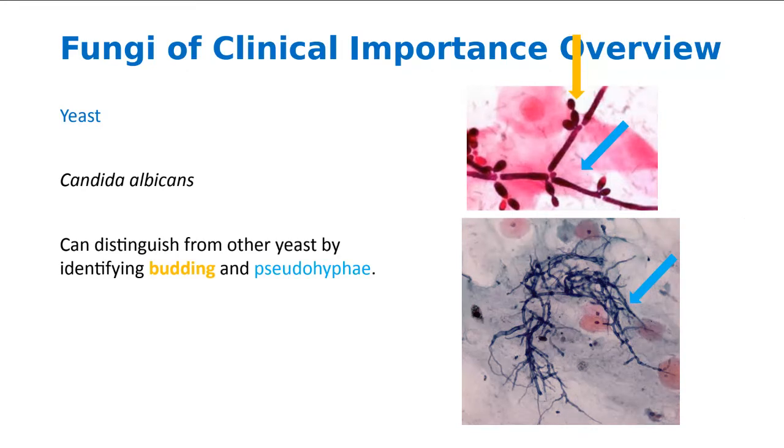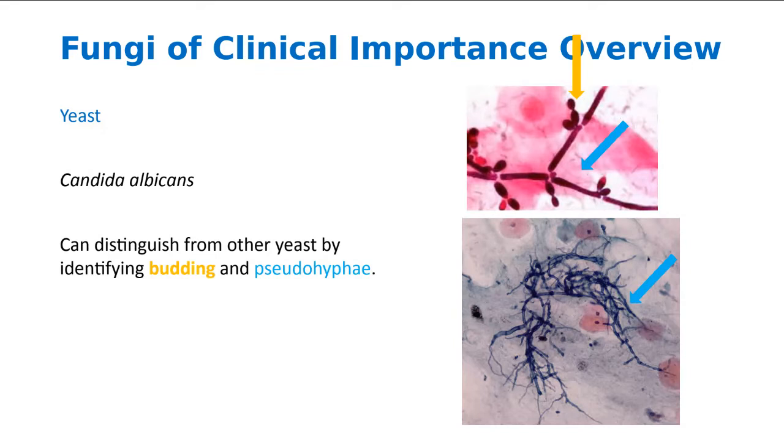Okay. The other thing that I'm pointing at with the blue arrow is the pseudohyphae. So if you put those things together, if you see pseudohyphae and you see budding yeast, then it's going to be Candida albicans. Okay. Now the top image is perfect. You couldn't ask for a better image.